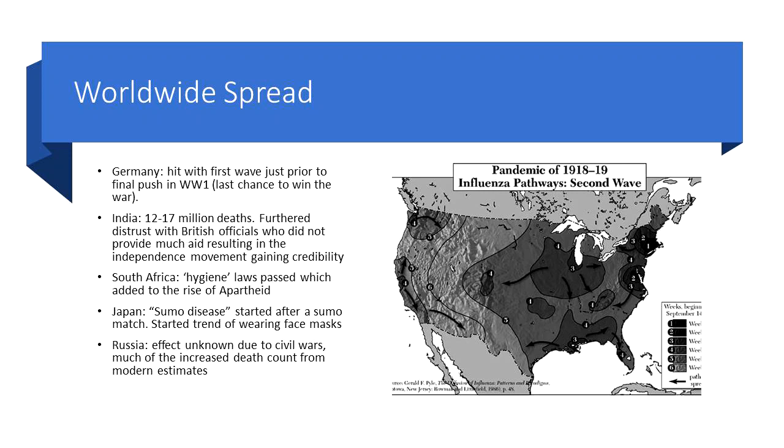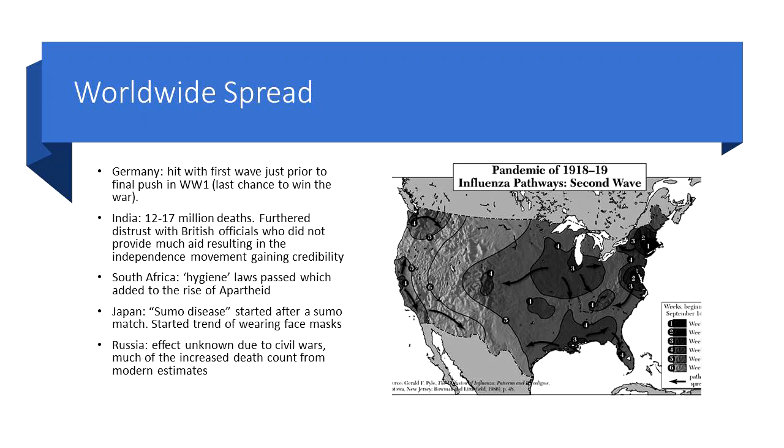In India, at the time under British rule, the British officials didn't provide much aid to their subjects during this and other pandemics. And this pandemic in particular, due to the failures of Western medicine to be able to treat this, and the British officials not providing much aid, helped further resentment and more Indians turning towards the independence movement as the people that they want to support, ultimately helping this independence movement gain credibility and contribute to independence in the next couple of decades.